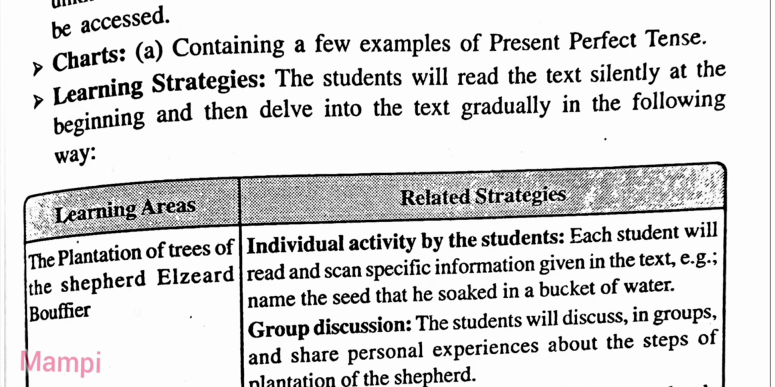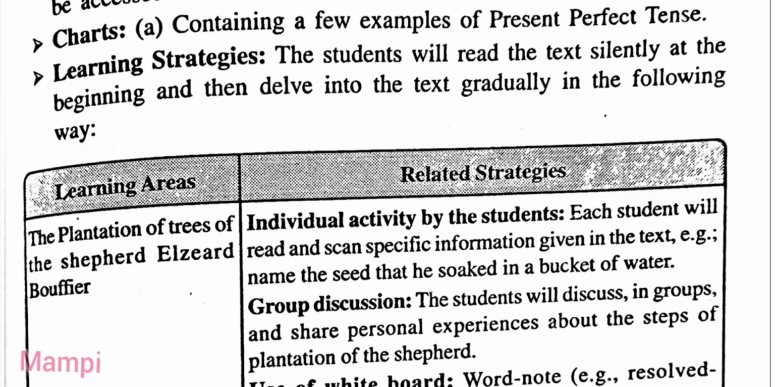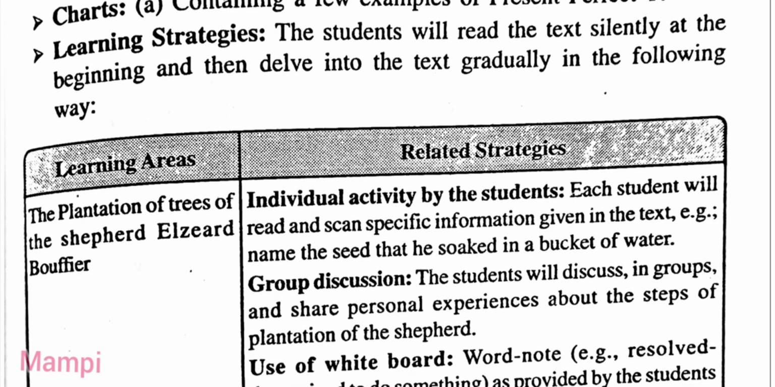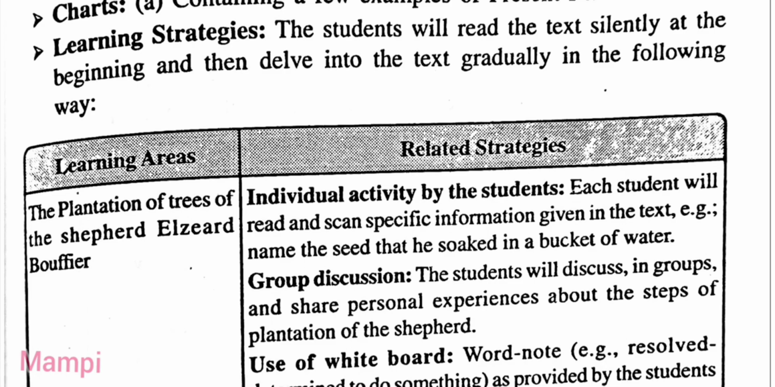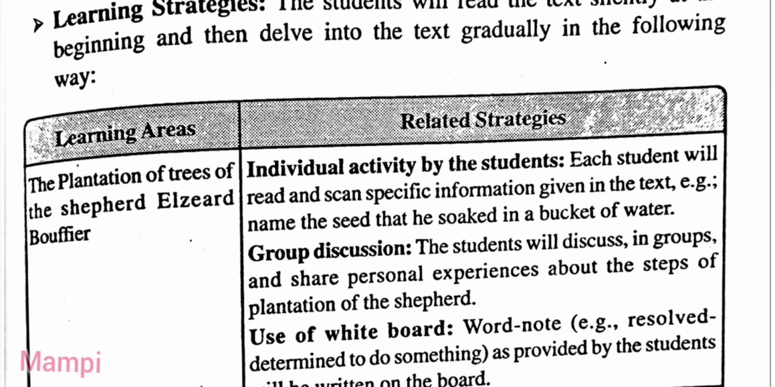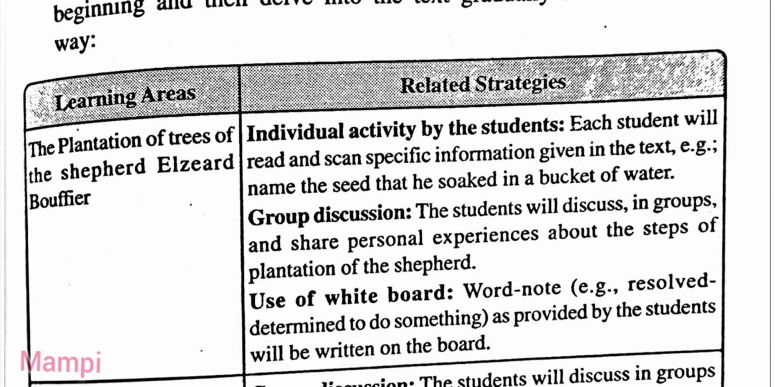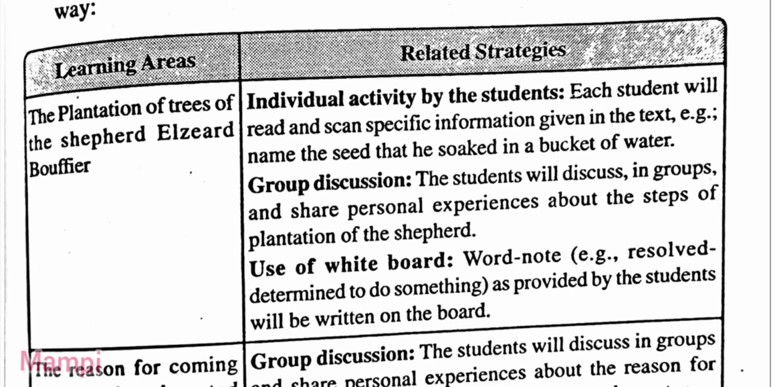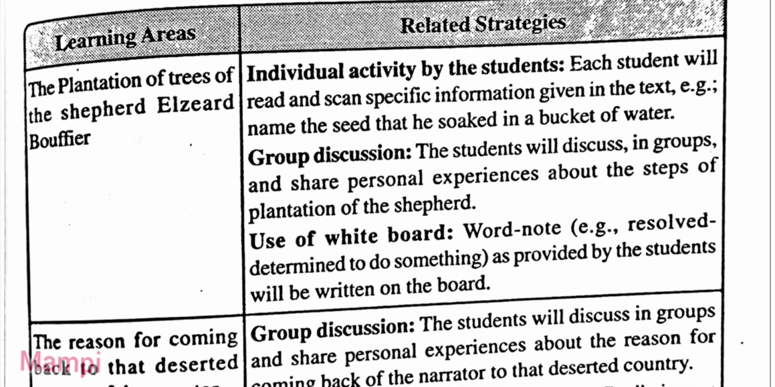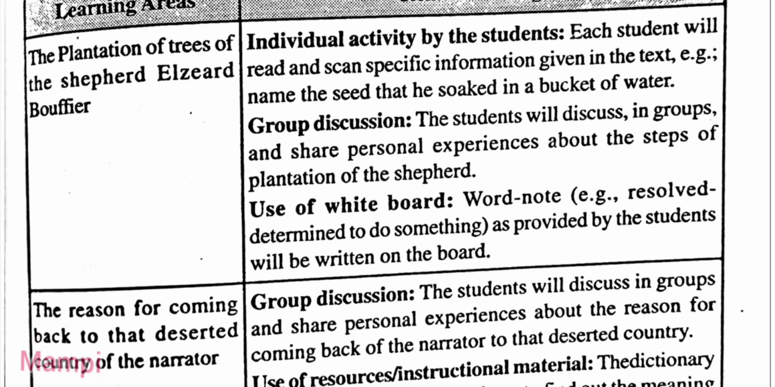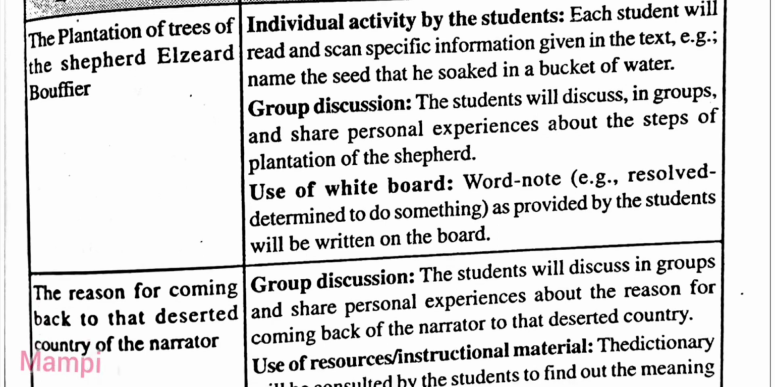At first there are boxes, the first column is learning areas and the second column is related strategies. Learning area: the plantation of trees by the shepherd Elzéard Bouffier. Individual activity by the student: each student will read and scan specific information given in the text. For example, name the seed that he soaked in a bucket of water.